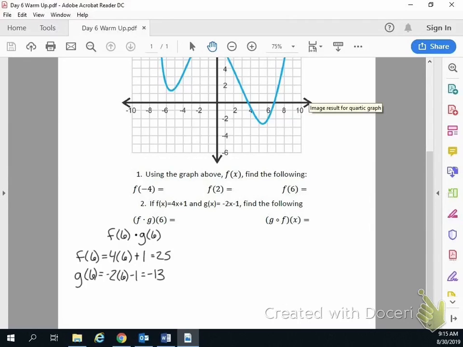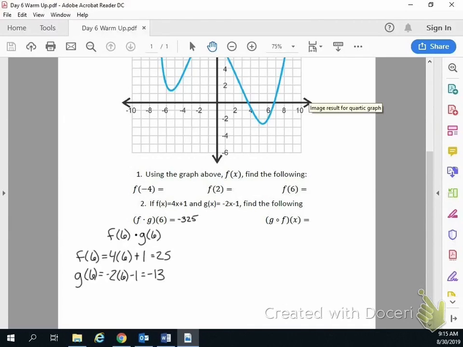What am I going to do with these two numbers? I'm going to multiply them. Okay? Which is going to give me negative, what? What does that come out to? 325? Alright. This can be any operation. This can be addition, subtraction, multiplication, division. Okay? If that was f plus g of 6, everything I would do would be the same, except I would do 25 plus negative 13. If it said minus, I would do 25 minus negative 13. Okay, that can be any operation in there.